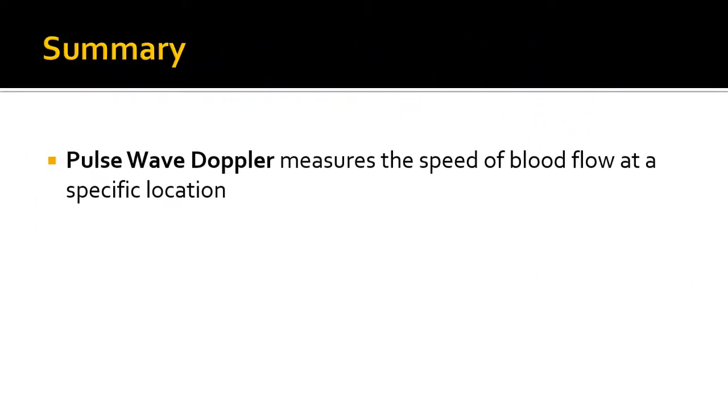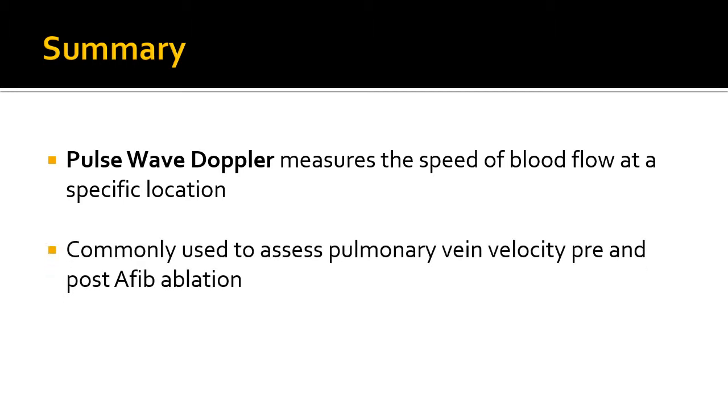In conclusion, pulse wave Doppler shows us the velocity or speed of blood flow at a specific location. In the lab, its use is usually confined to pulmonary vein velocities before and after an atrial fibrillation ablation.